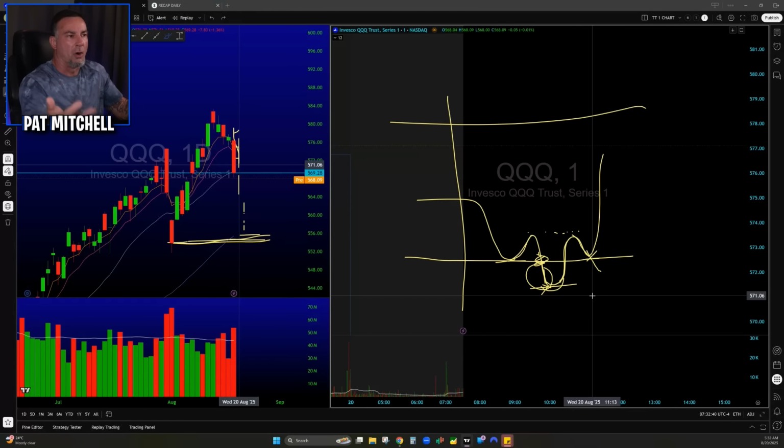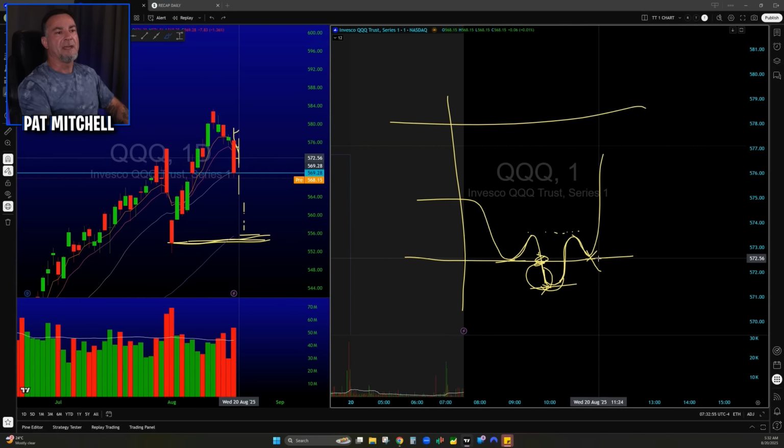We don't need to always be in trades and always have them work. That is impossible. That is a unicorn. That doesn't exist. We don't strive for perfection. The market isn't perfect. We don't go for that. Okay. So that is the inverse head and shoulders.